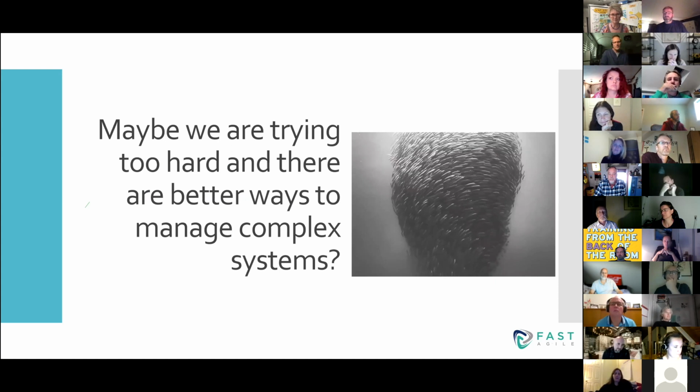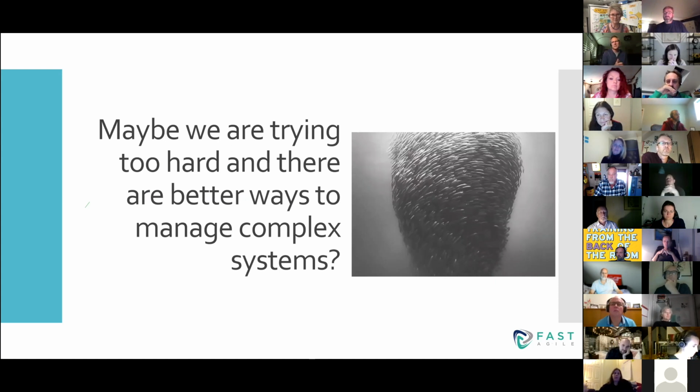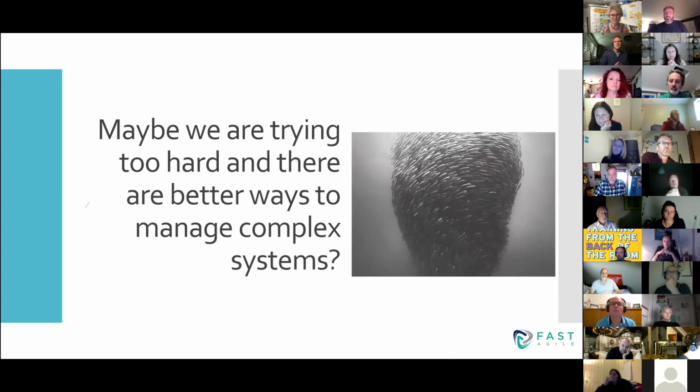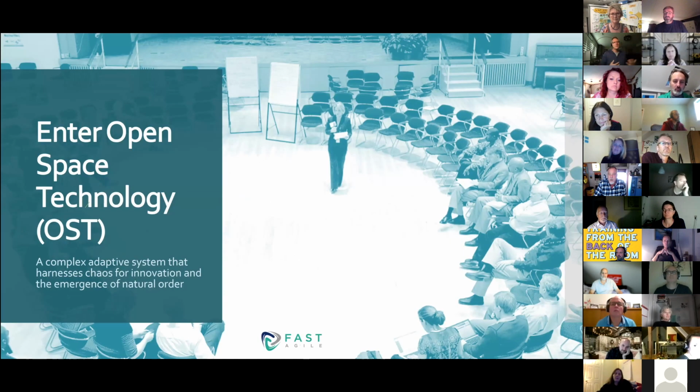I think we're trying to manage a complex system, and here's an image of a complex adaptive system, a school of fish. Enter Open Space Technology. So I've taken you from the mindset of the old world. Here's a new mindset, and I think Open Space really highlights it. If you haven't been to an Open Space event, this may not make sense, so I encourage you to go, if you can, to an Open Space conference or event. Open Space really represents a complex adaptive system that harnesses chaos for innovation and the emergence of natural order.